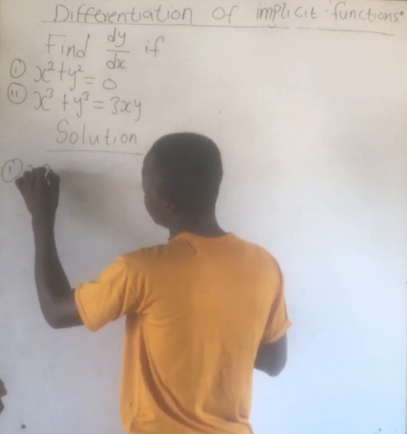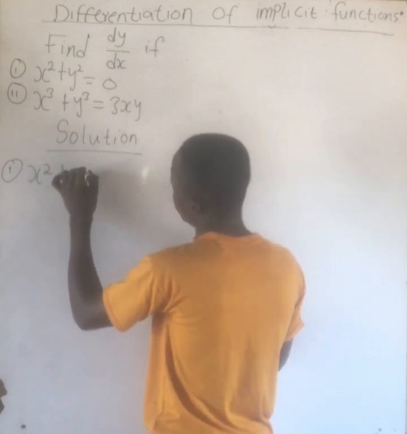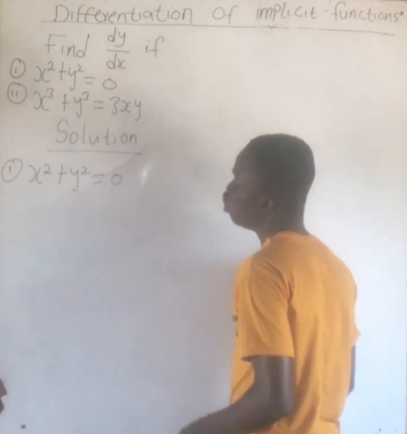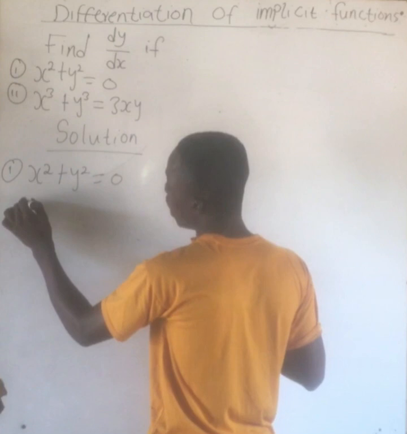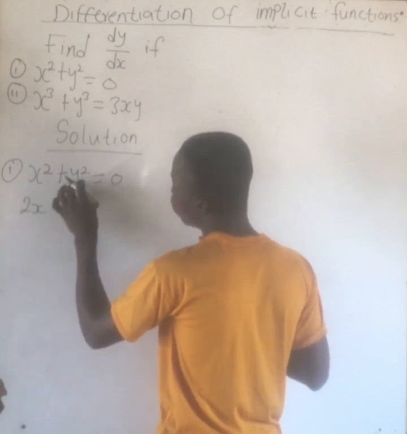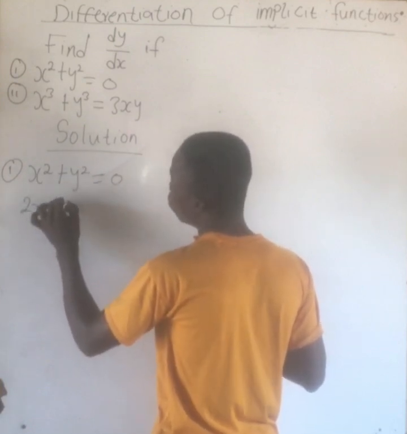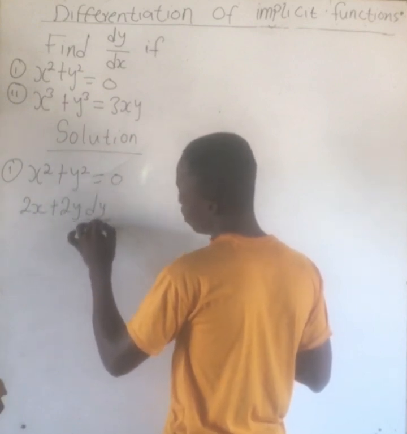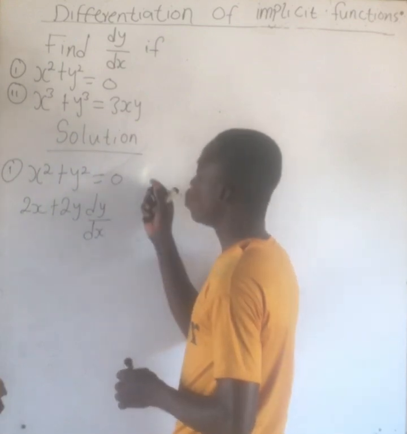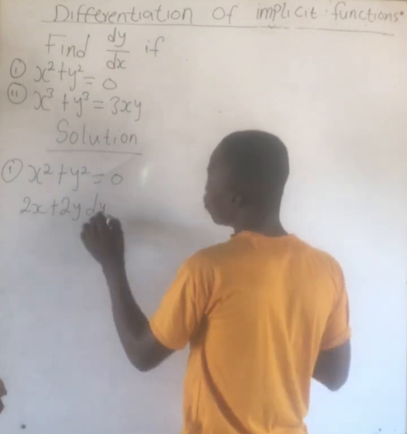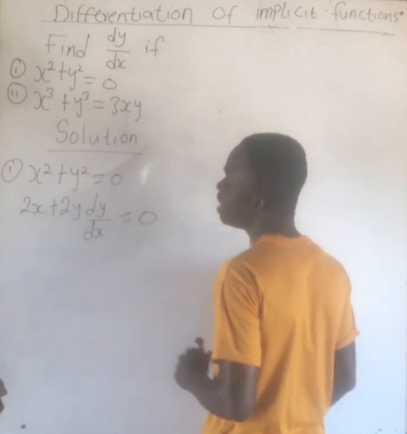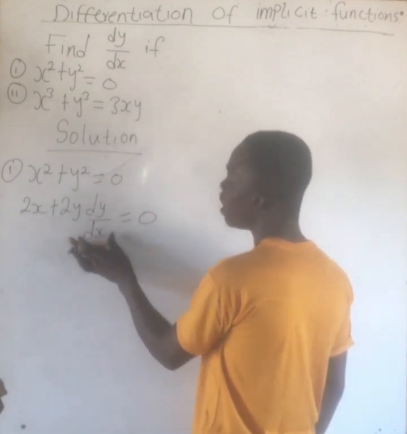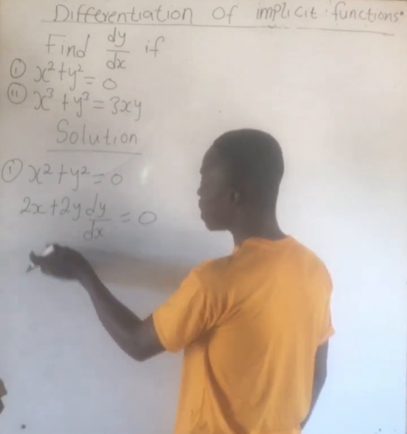Our first one, we have it as x squared plus y squared equal to 0. So we have to find dy over dx, therefore we have to differentiate it. Differentiating this one will give you 2x, and this one will give you plus 2y dy over dx. Normally when it's y, you attach it to the dy over dx, and then equal to 0, as we have it already here. Since we are finding dy over dx, we now have dy over dx, but it is multiplied by 2y, so we have to make it the subject.